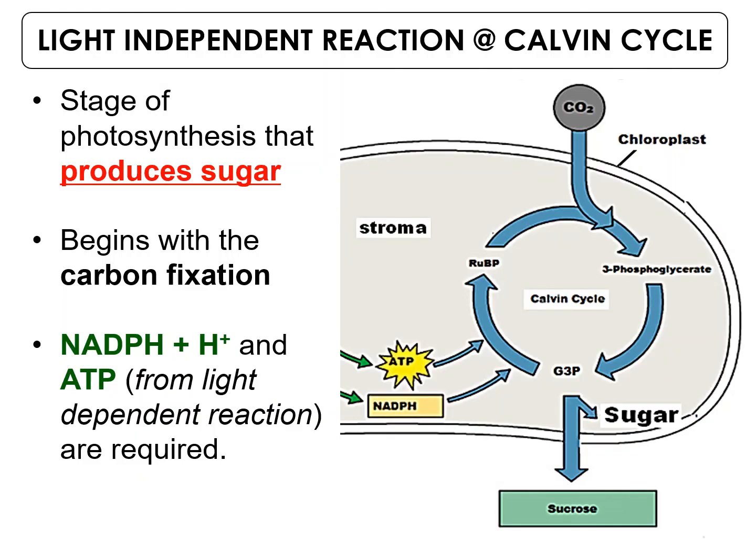Light-independent reaction, also known as Calvin cycle, is a stage of photosynthesis that produces sugar. It begins with carbon fixation. So it needs carbon dioxide, and NADPH+H+ and ATP here, NADPH from the light-dependent reaction, ATP from light-dependent reaction. These two substances are required to help in the Calvin cycle.